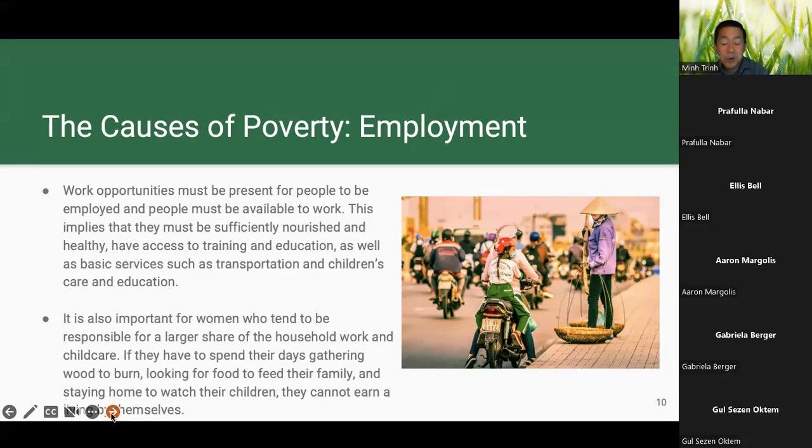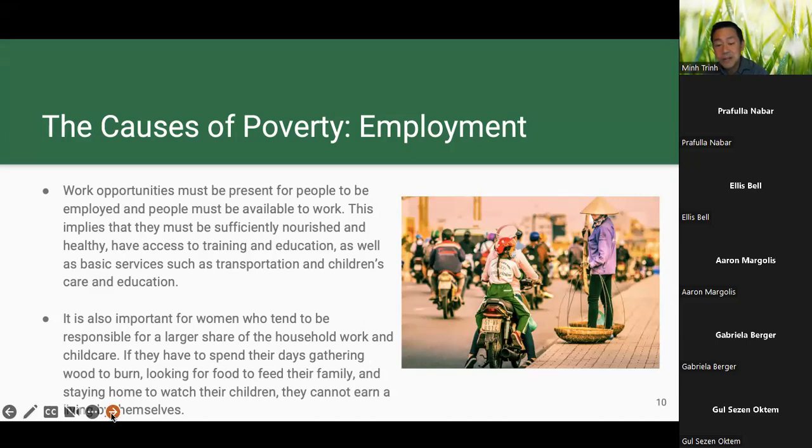It is also a big problem for women, right? Especially in developing countries, because they take a larger share of household work and childcare. They have to cook at home, but cooking at home is not only the act of cooking; it's also gathering the wood to put in your stove, going to the market, buying the food, and taking care of the children.